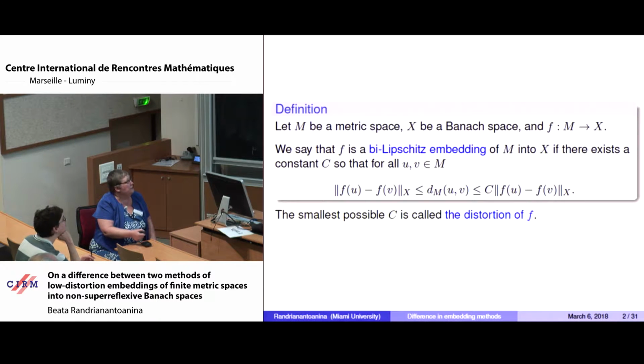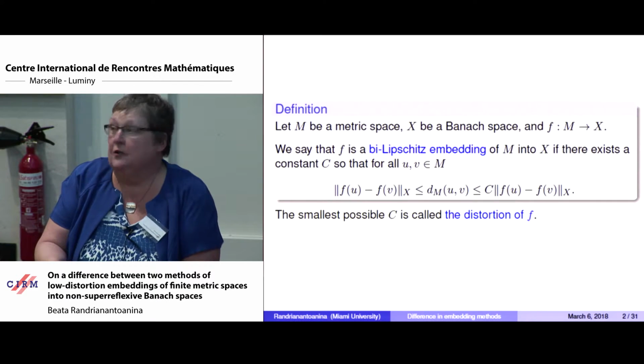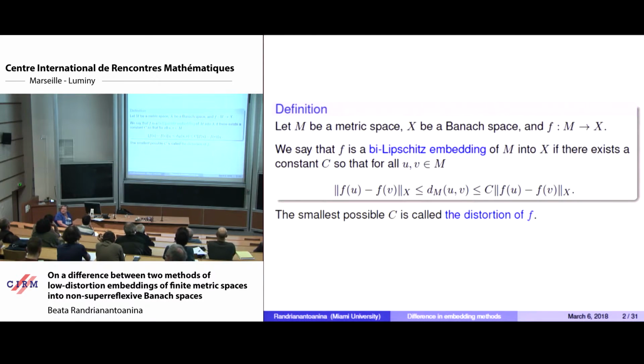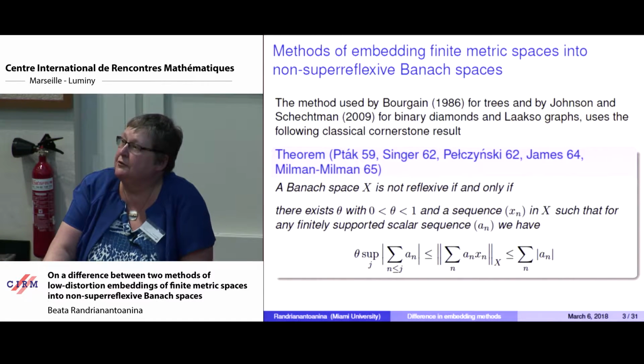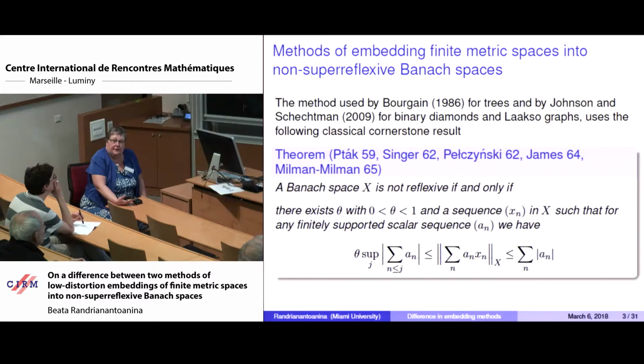You might notice that I wrote it, for me, X always will be the Banach space, so I wrote it without this special scaling factor in between. So let me say a few words about the classical embedding method that was available for many years, first used by Bourgain in 1986 and later used by Johnson and Schechtman in 2009 to characterize non-superreflexive spaces by embedding particular families of graphs into those spaces.